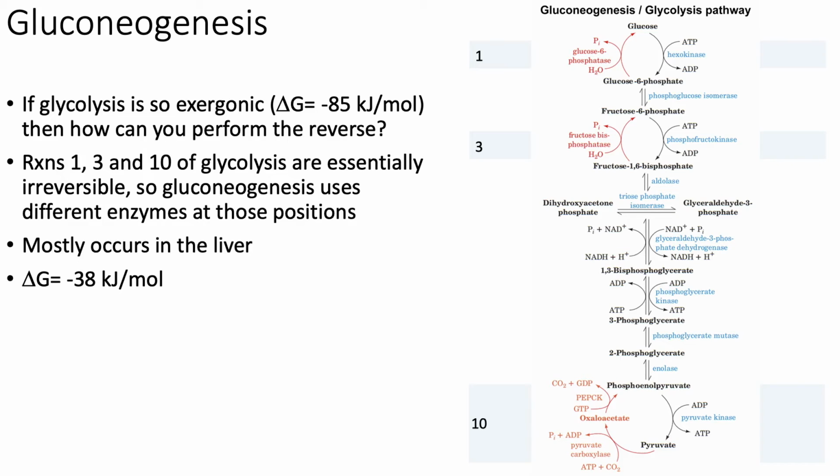Well, 3 of the enzymes in glycolysis are so exergonic that they're essentially irreversible. And so with gluconeogenesis, if I want to go backwards, I need to use actually 4 different enzymes to go the other direction. Now, this is usually only occurring inside the liver if I needed to make glycogen. So that's why you would do this.